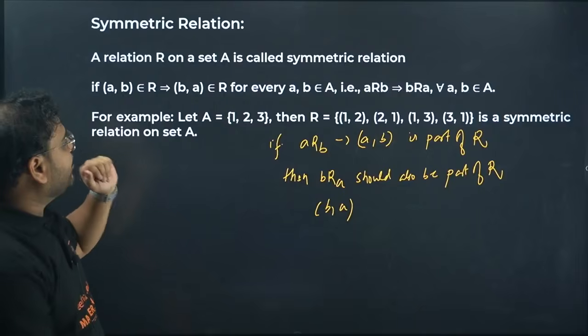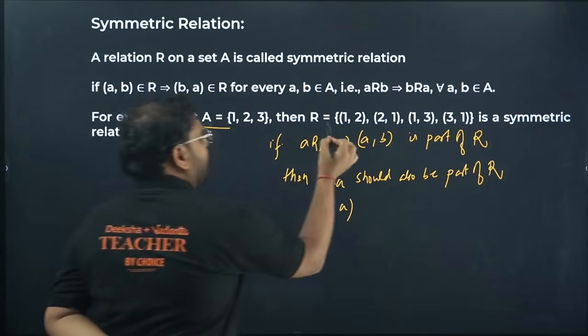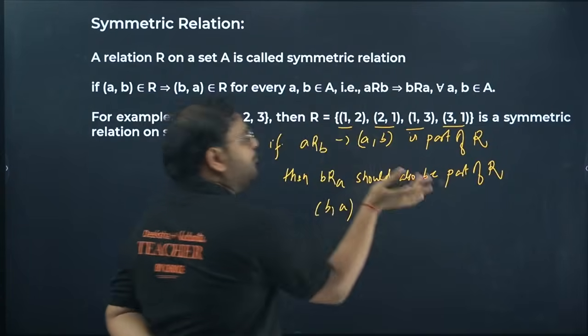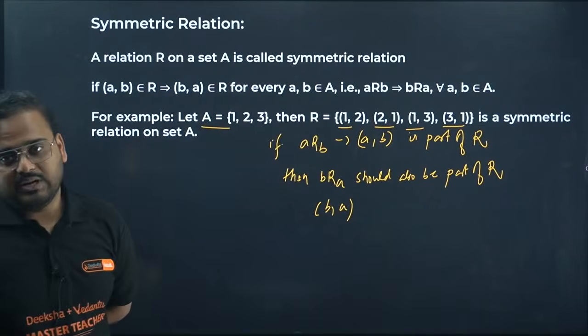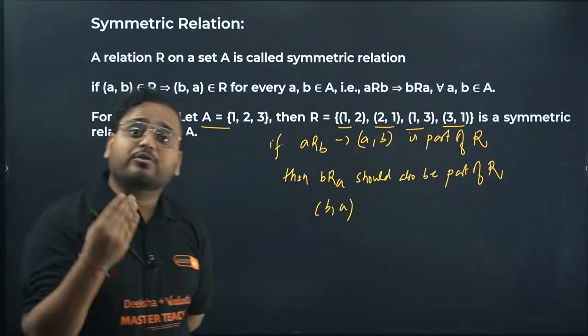Okay, let me give you an example over here. The set is again A: 1, 2, 3. If you have 1, 2, you should have 2, 1. If you have 1, 3, you should have 3, 1. If you have 2, 3, you should have 3, 2 as well. Okay, this is the example of a symmetric relation. Can we move on to the next one? Yes.